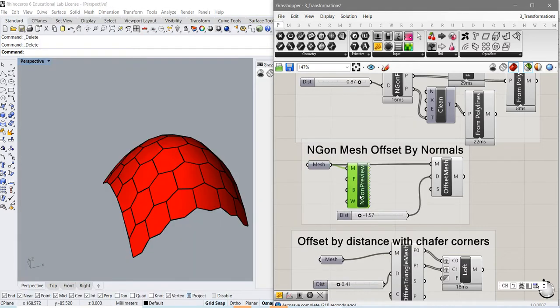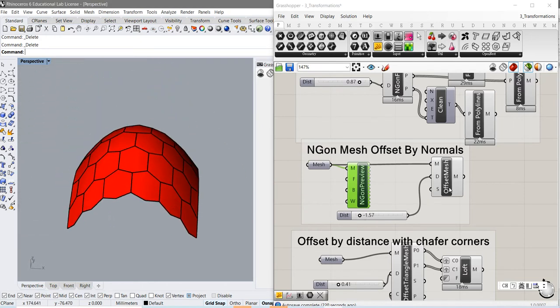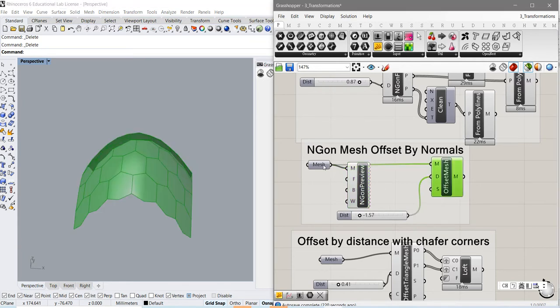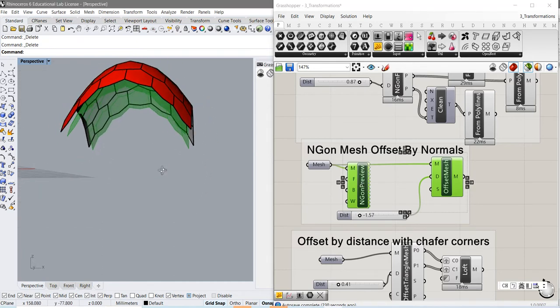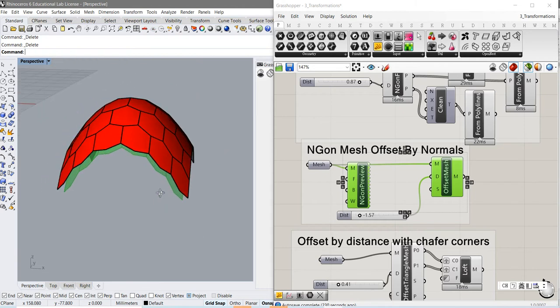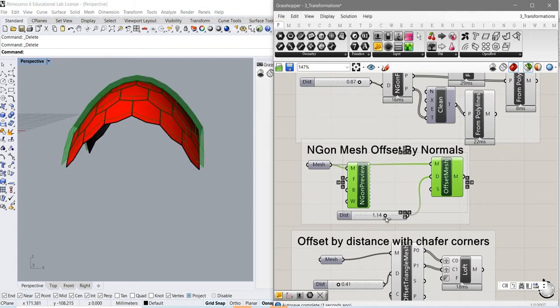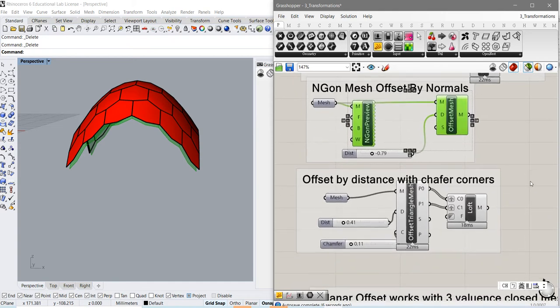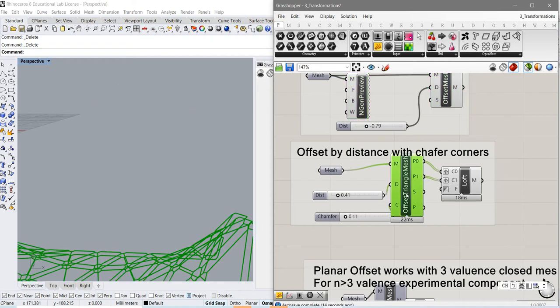Okay, if we preview it, they are two-sided, and then we can offset the mesh for some certain distance. It can be negative or positive. Okay, let's see. Basically it follows the normal direction. You can have negative or positive. Okay, this offset is also very useful. Offset distance with chamfer corners.